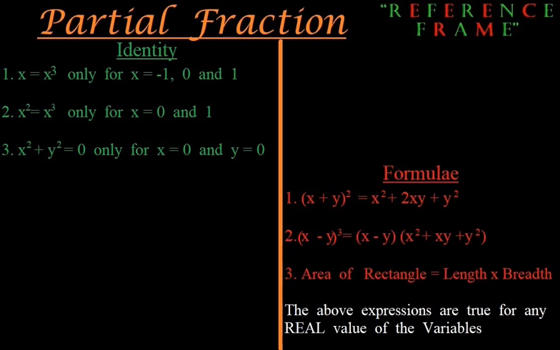Formulae is the plural of formula. That means an identity establishes an equation for some certain values. But on the other hand, a formula establishes the equation for all the real values. That is the basic difference between identity and formulae.